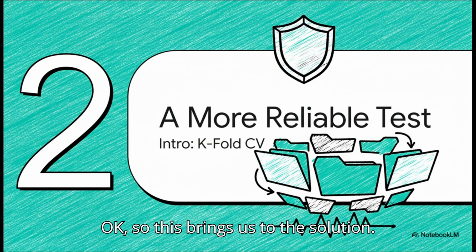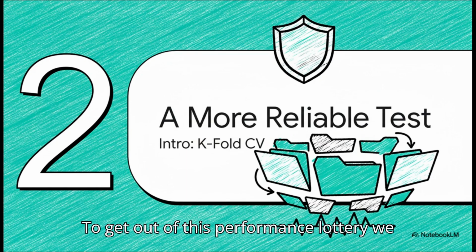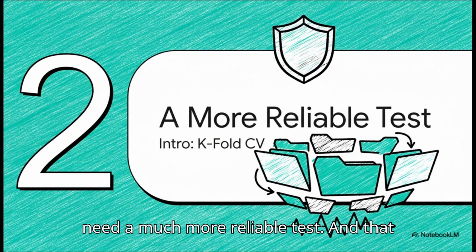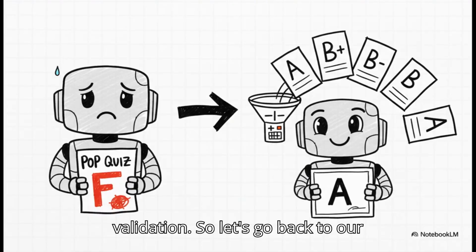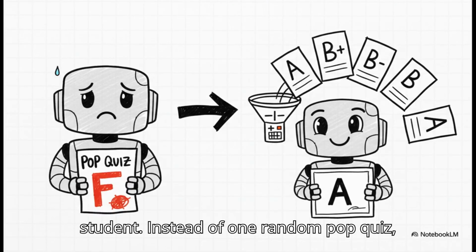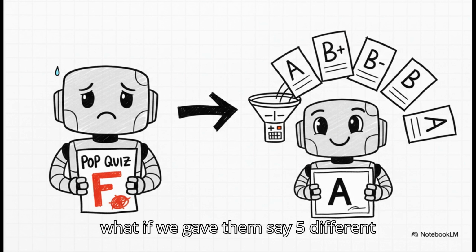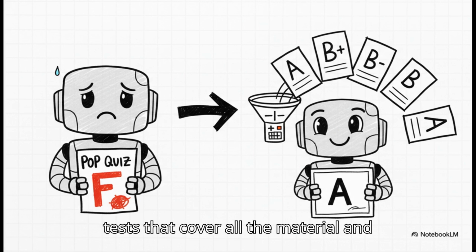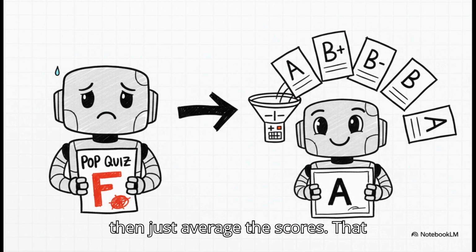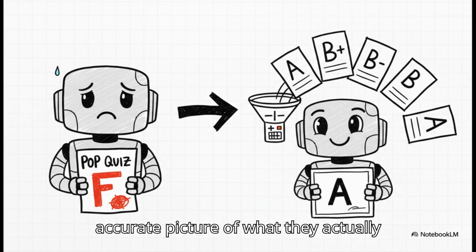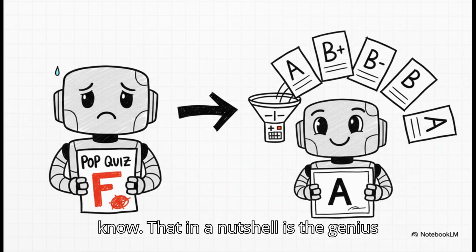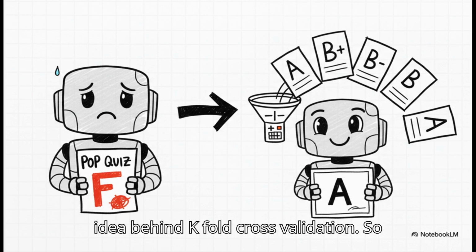Okay, so this brings us to the solution. To get out of this performance lottery, we need a much more reliable test. And that test, my friends, is k-fold cross-validation. So let's go back to our student. Instead of one random pop quiz, what if we gave them, say, 5 different tests that cover all the material, and then just averaged the scores? That average score would be a much more accurate picture of what they actually know. That, in a nutshell, is the genius idea behind k-fold cross-validation.